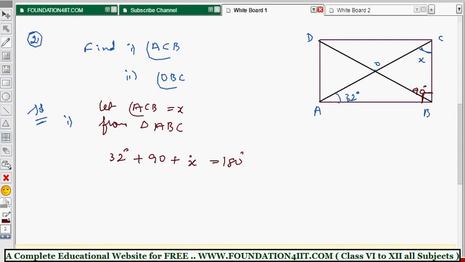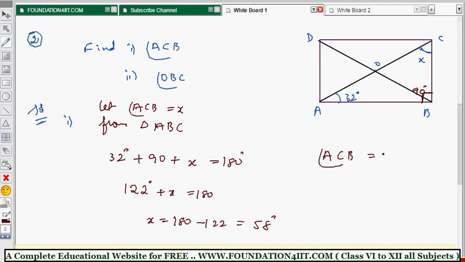Then we can find the X value easily. 32 plus 90 is 122, plus X is equal to 180. Then X is equal to 180 minus 122, which is 58 degrees. So X is angle ACB, which is equal to 58 degrees. That's it. And one more is angle OBC. Only this part I need to find separately. This angle is taken as Y.